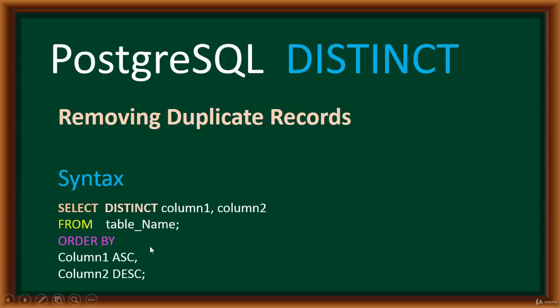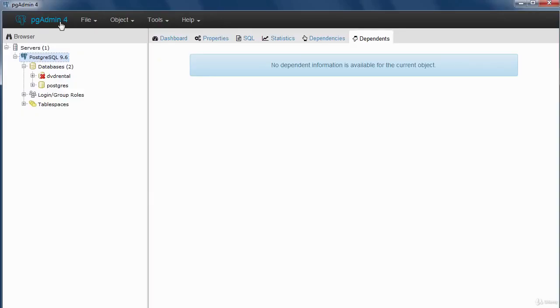Let's have a look at the syntax to create a distinct statement. So this is what you do basically. You include the keyword distinct inside your select statement, followed by the column names you want to apply the distinct to. And obviously you still have to use the from to indicate the tables coming from. You can order the data after the distinct has been applied, in either ascending or descending order. So let's have a look at how this works.